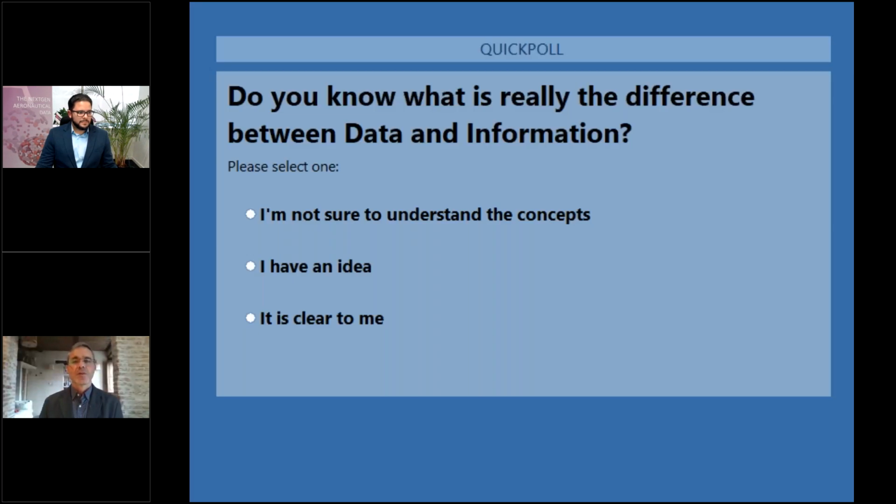So the question, you should be able to see it on the screen. Do you know what is really the difference between data and information? So you have three options to answer. I'm not sure I understand the concepts. I have an idea. And it is clear to me. So aeronautical data and aeronautical information are not exactly the same concept. And this is what we are asking about.